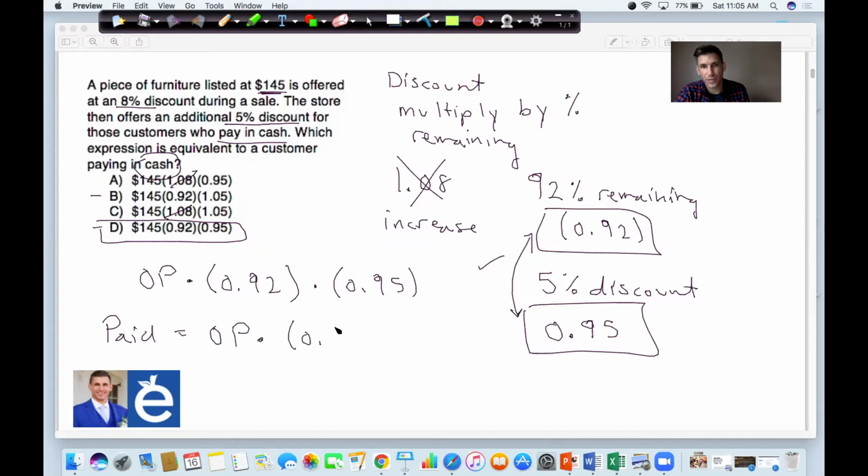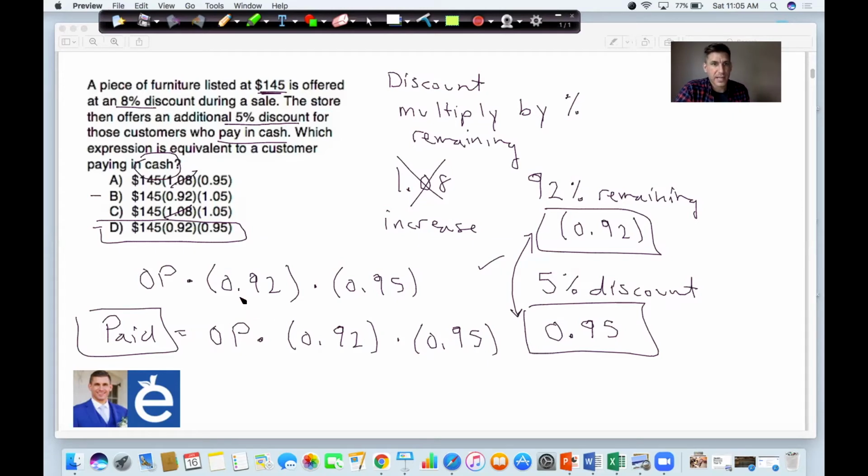So 0.92 times 0.95. If I wanted to solve for original price in this instance, then I would divide by my 0.92 and my 0.95. It depends, though, on what they're asking for. So just remember, the amount paid is the overall amount. The original price is what you start with.